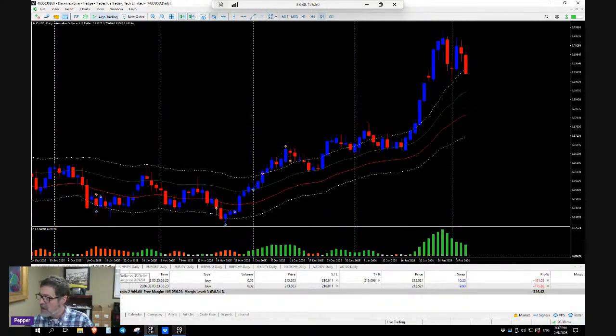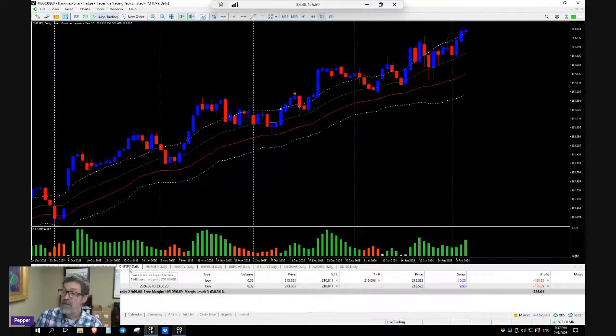Aussie US, nothing to do there. We're pulling back, but still nothing to do there. Swiss yen, not surprisingly, looks a lot like Aussie yen.